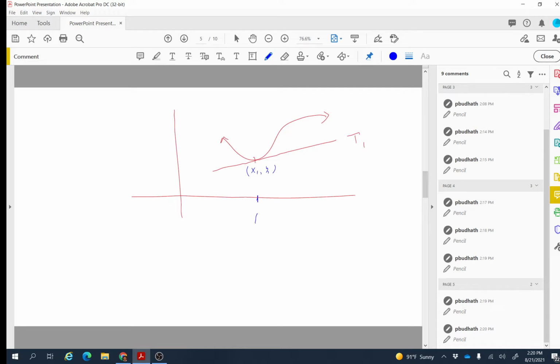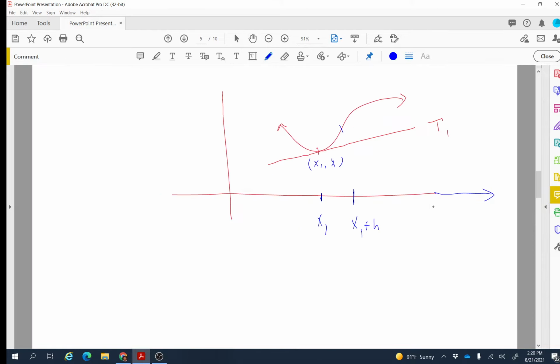So that means on the x-axis, x1 is the point on the x-axis, and I'm going to take another very close point, which is, let's say, x1 plus h. H means the difference from x1. So this point is very close to x1, meaning the value of h is very close to 0. If I do that, I would be able to join these 2 points and find the secant line. And now I know the slope of the secant line.